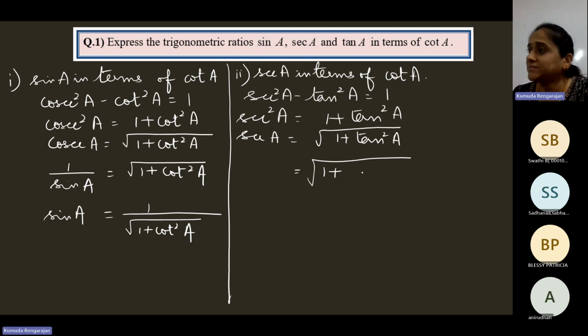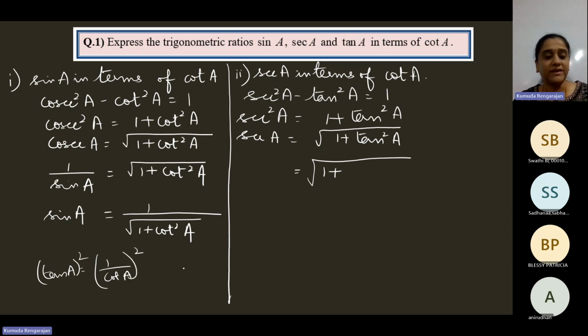Tan square A, what is tan A? Tan A is equal to 1 by cot A. Now square on both the sides. It's like A is equal to B, so A square is equal to B square. So tan square A is equal to 1 by cot square A. You can also cube it on both the sides, and if needed, tan cubed A is equal to 1 by cot cubed A. It's true.